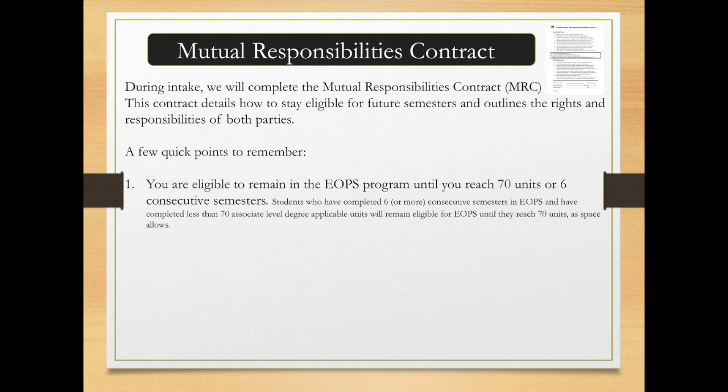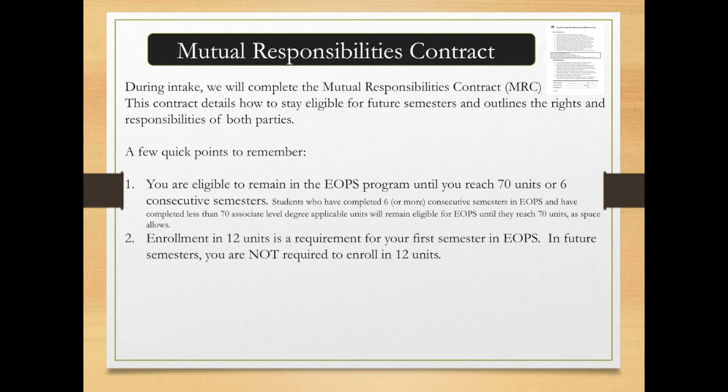Number one, you're eligible to remain in our program until you reach 70 units. So if you're coming in with 0 units, we're going to keep you for 3 years, 4 years, depending on how many units you take every semester, okay, until you exceed 70 units. But if you start our program and you already have 50 units, then it's going to be a shorter period of time because you're going to get to 70 much quicker. Ideally, we get you in the very beginning of your college career and we get you all the way through to the end.